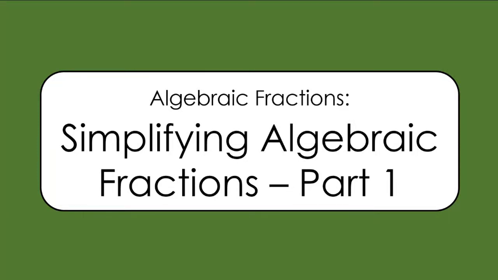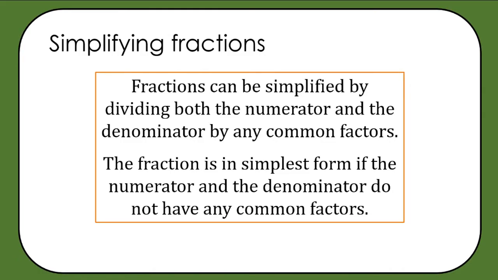So now that we've reviewed our understanding of simplifying numeric fractions, we can extend that out to algebraic fractions. We know that fractions can be simplified by dividing both the numerator and the denominator by any common factors, and that the fraction is in simplest form if the numerator and denominator do not have any further common factors. So the key first step is about identifying the common factors between the numerator and denominator.